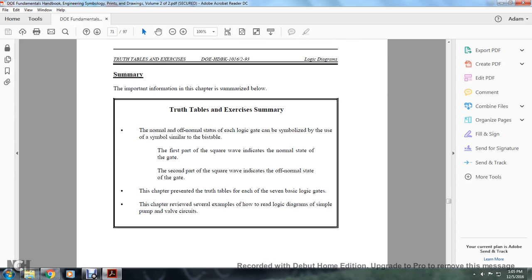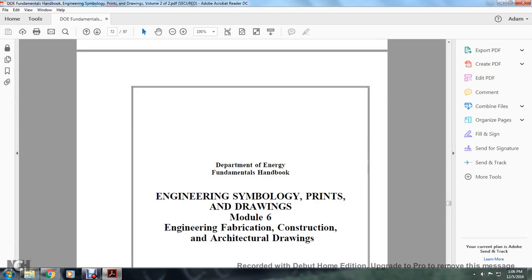Summary of the important information in the chapter is below. In the truth tables, the normal status of each logic gate can be symbolized by a symbol similar to the bistable. The first part of the square wave indicates the normal state of the gate. The second part indicates the off-normal state of the gate. The chapter presented the truth tables for each of the seven logic gates. The chapter reviewed several examples of how to read logic diagrams and sample pump and valve circuits.